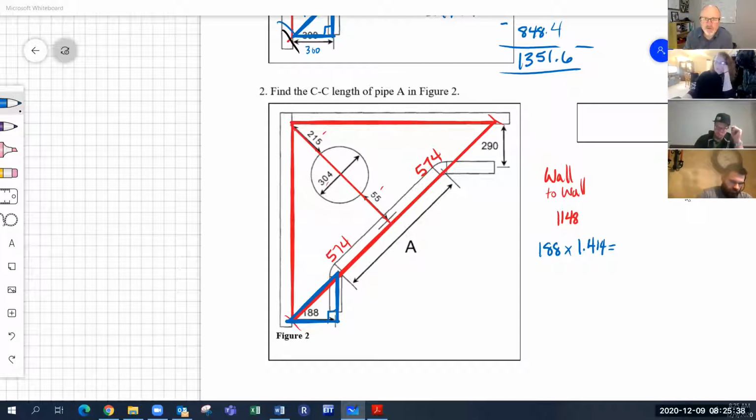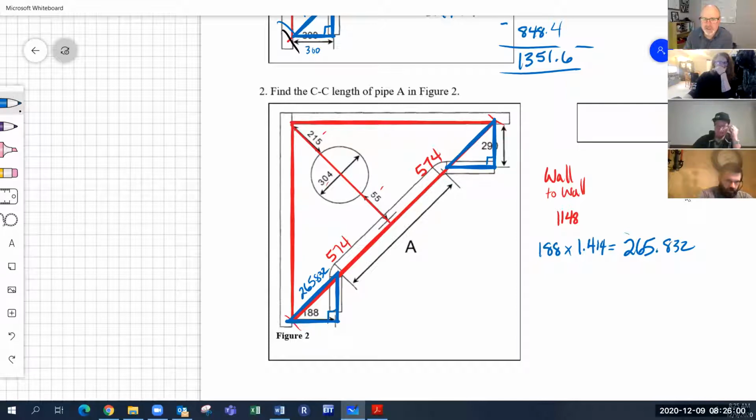So this number over here is 265.832. So this is 265.832. And now I got to solve for this piece right here. Here's my next right angle triangle.